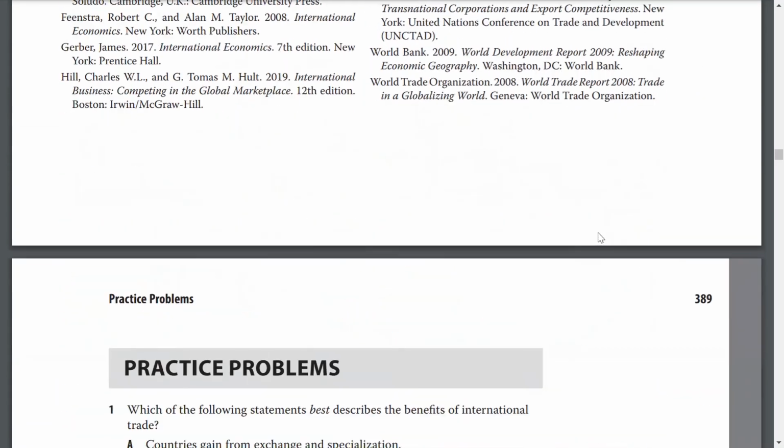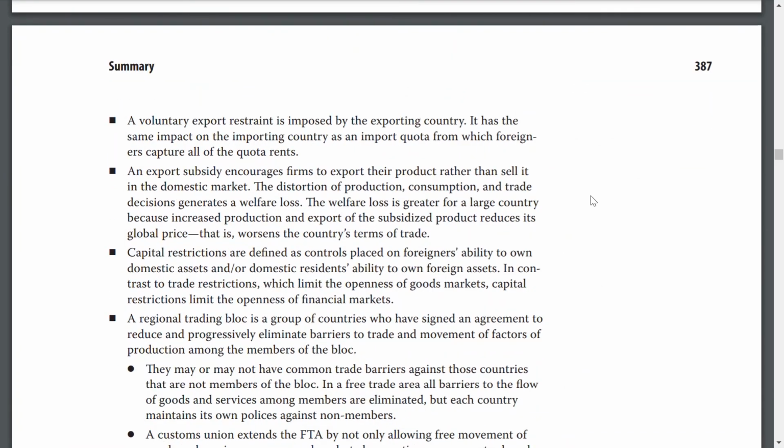A voluntary export restraint is imposed by the exporting country. It has the same impact on the importing country as an import quota, with the difference that foreigners capture all of the quota rents. An export subsidy encourages firms to export their products rather than sell them in the domestic market. The distortion of production, consumption, and trade decisions generates a welfare loss. The welfare loss is greater for a large country because increased production and exports of the subsidized products reduce its global price. That is, it worsens the country's terms of trade.